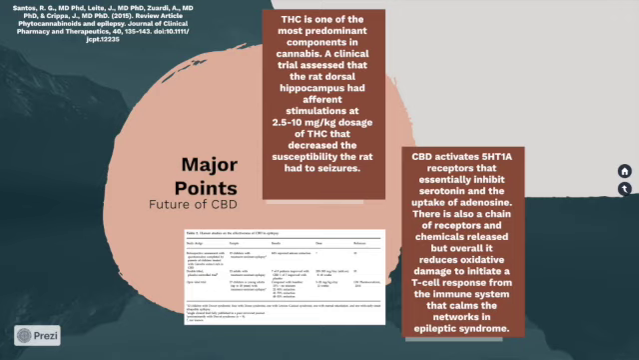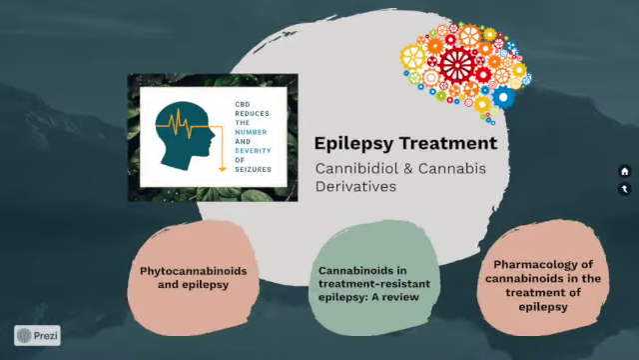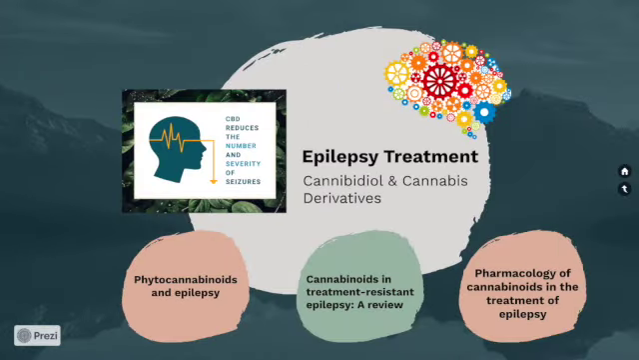If you take a look at the graph, you can see that in the first column that 84% of people treated with CBD saw significant relief in epileptic symptoms. Next, let's talk about cannabinoids and treatment-resistant epilepsy.